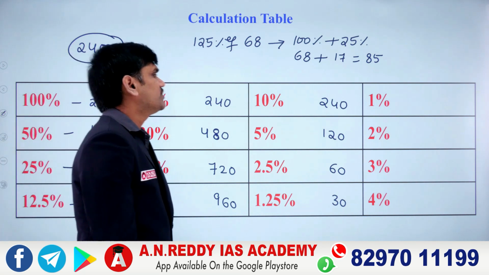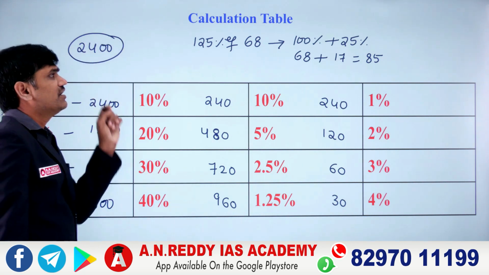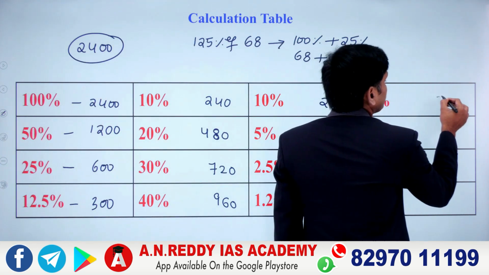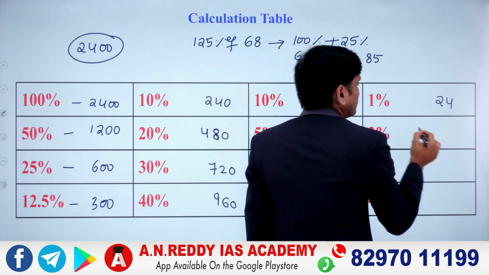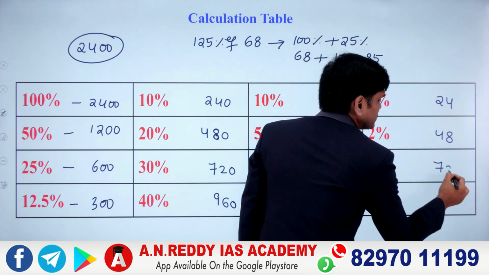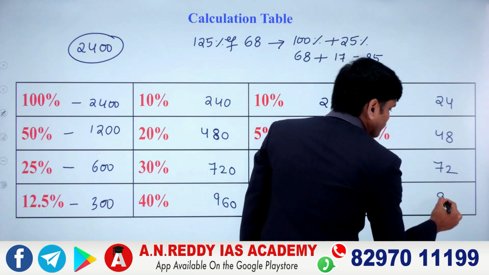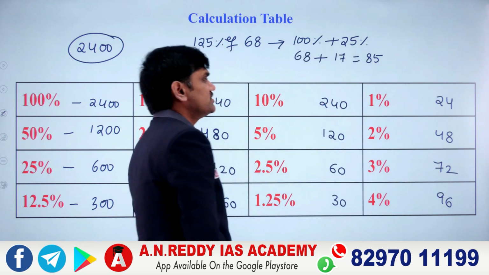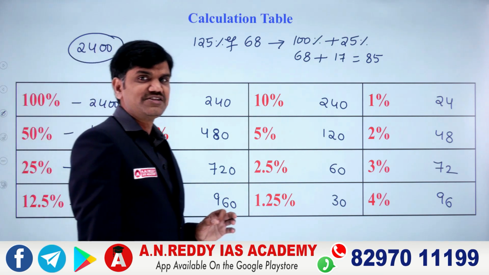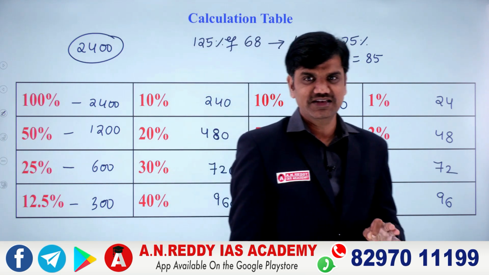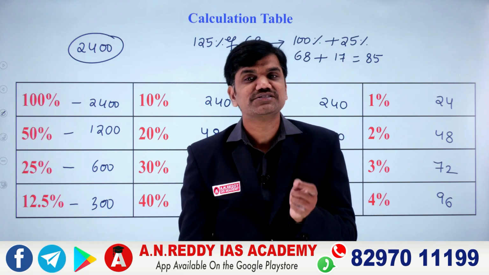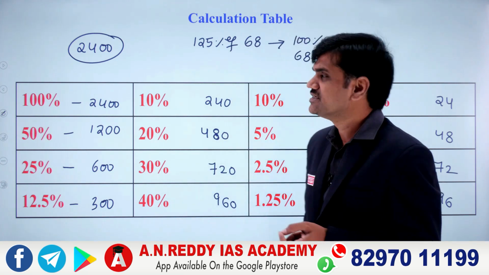Further, if you want 1%, 1% of the number is nothing but 1 by 100 of that number. So 1 by 100 of that number is nothing but what? 24. 2% will be double of that. Hence it will be 48. 3% will be triple of that. Hence it will be 72. 4% will be 4 times of that. Hence it will be 96. If you can manage these things, managing calculation of percentages is never a big deal. How can we utilize this table in doing the calculations? Let us understand in the next slides.